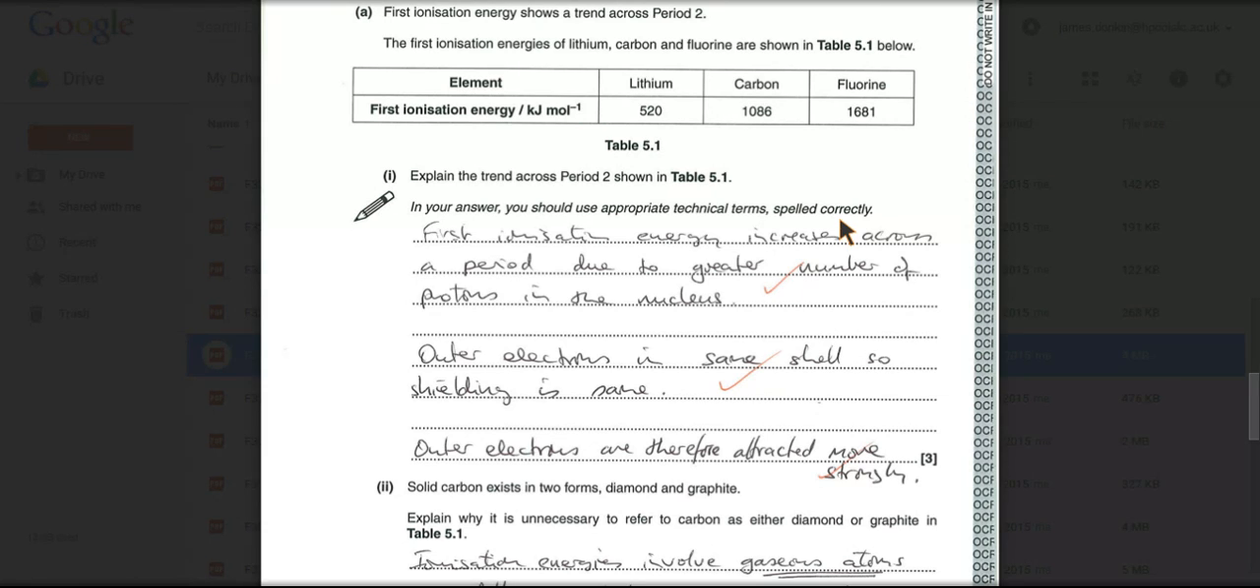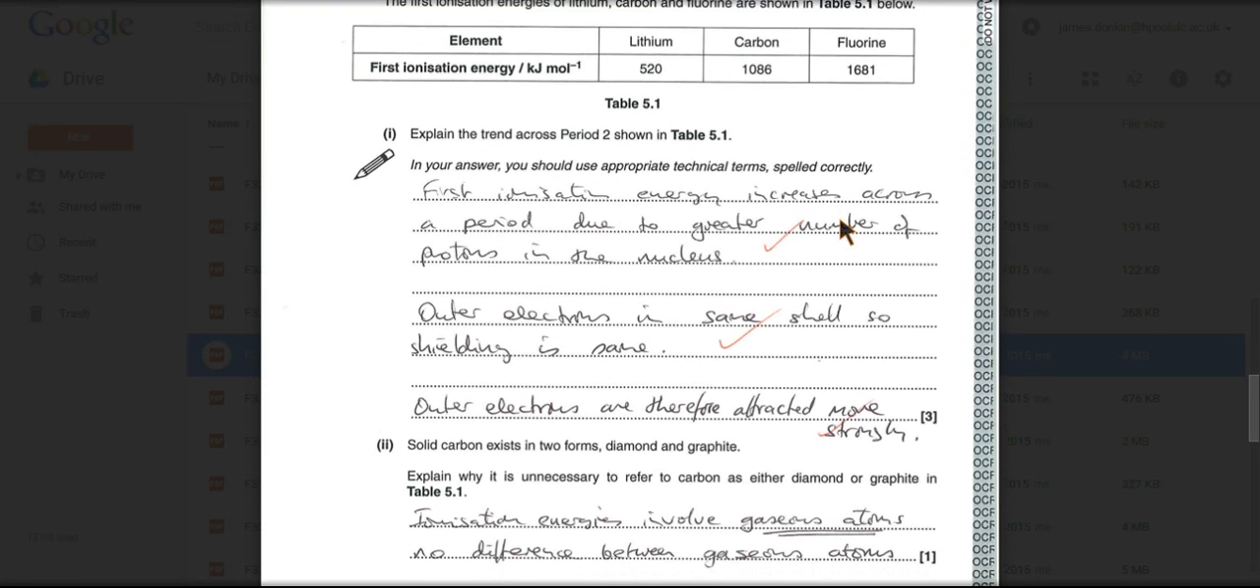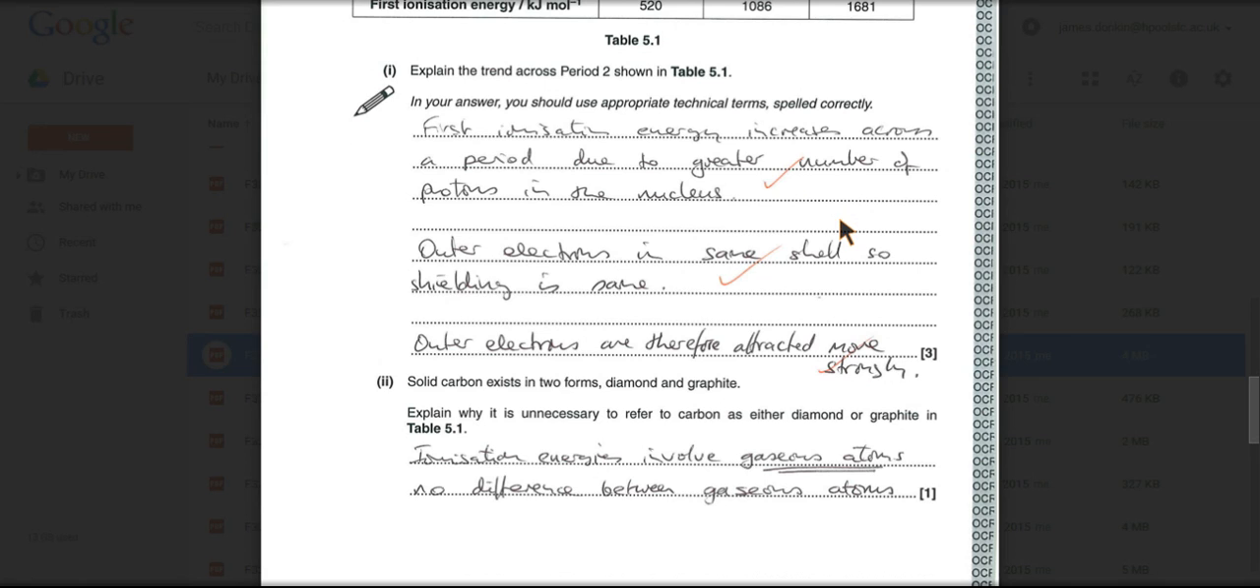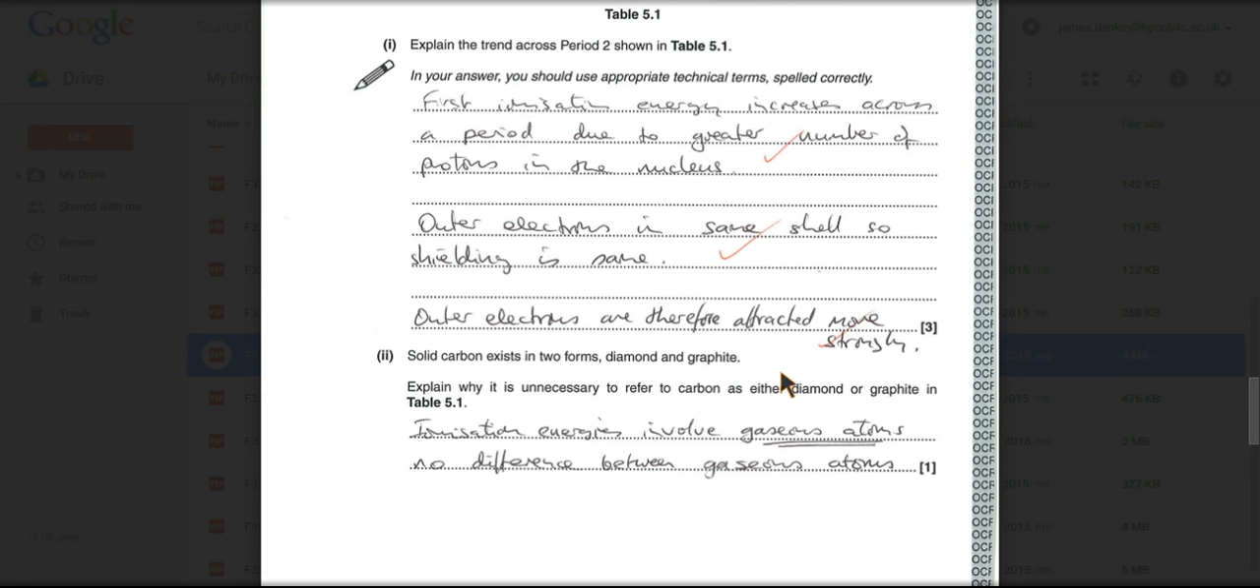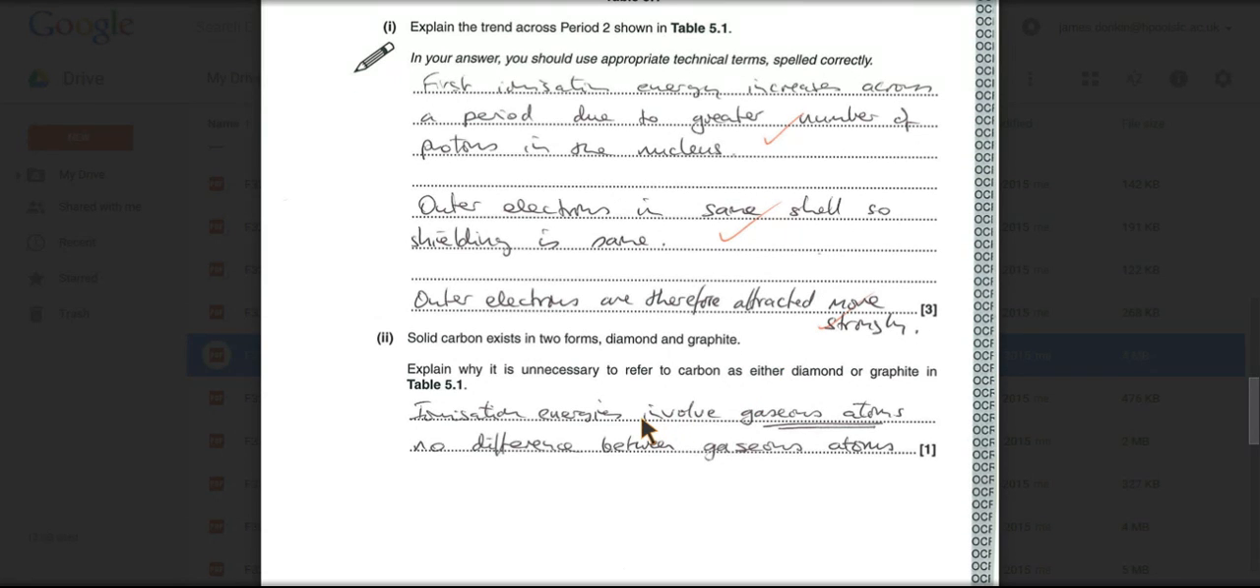Well, if you think about the equation that would represent the ionization energy, you would have carbon gas going to carbon 1 plus gas plus an electron. That would be its first ionization energy. And so what you can say is ionization energies involve gaseous atoms, and so there's no difference between gaseous carbon atoms of diamond and gaseous carbon atoms in graphite. It's the same thing.